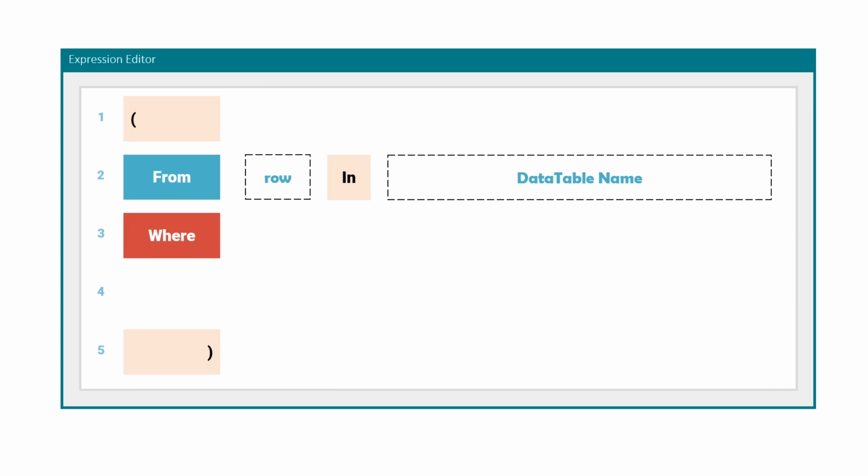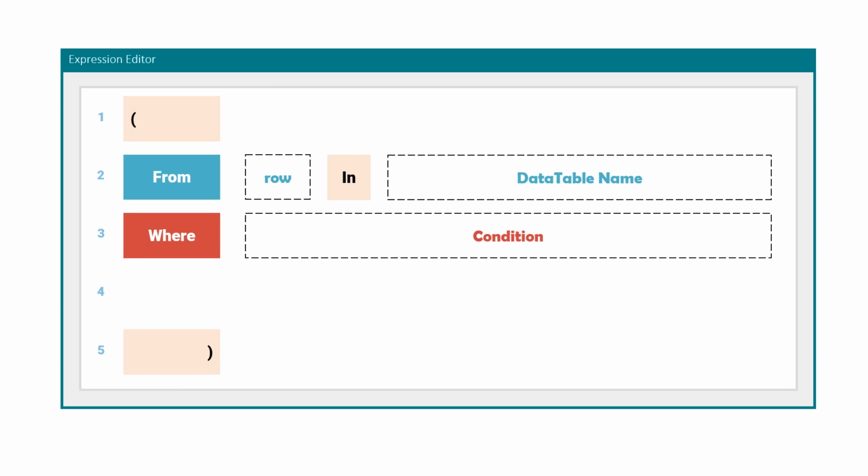Let's move to the next statement, where. Where is a statement in which we can add a condition to select the data from the data table. It means that we define here what data from the data table we want to look at. In this statement we filter the data, which we want to get as output from this query.